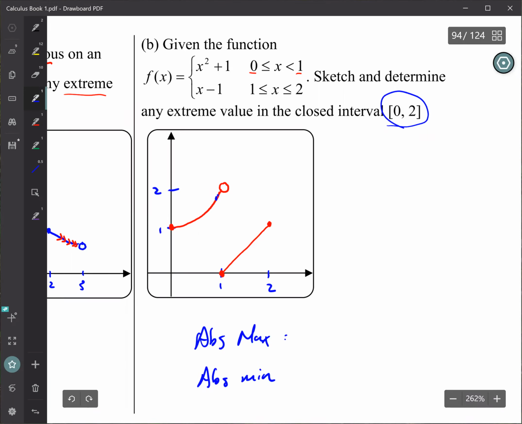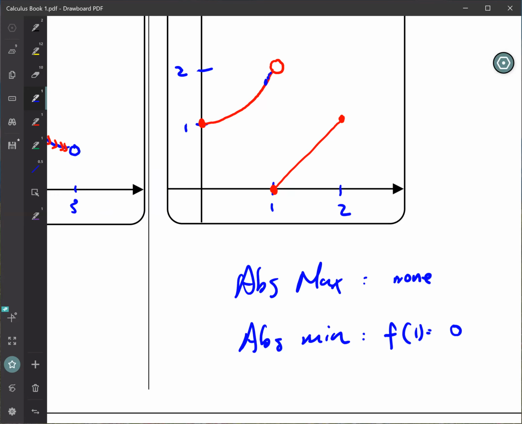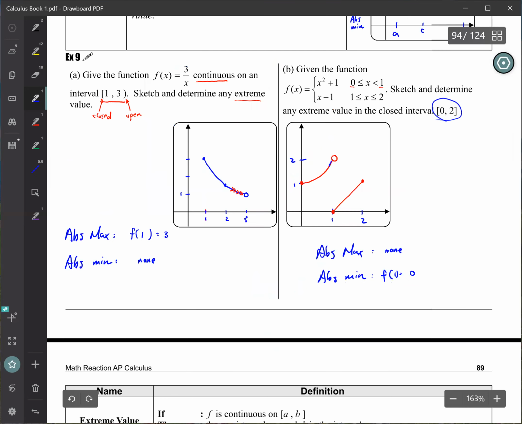How about absolute min? Leon, do we have any absolute min? F of 1 equals 0. Yeah, make sure you write both values, so it shows the x and also the y value. If they are asking what's the value, then you only answer the y. Okay, next part. These two are similar, so we're going to skip these two. We'll look at the next term.